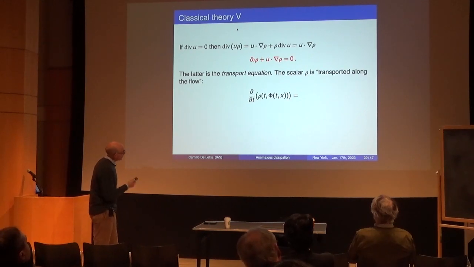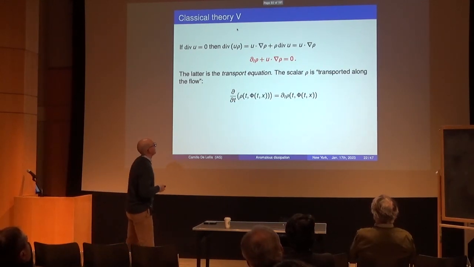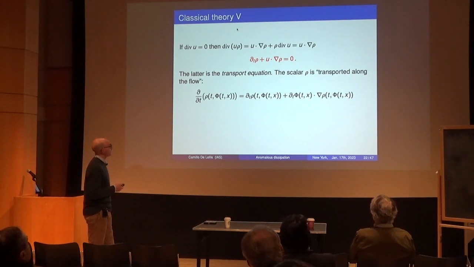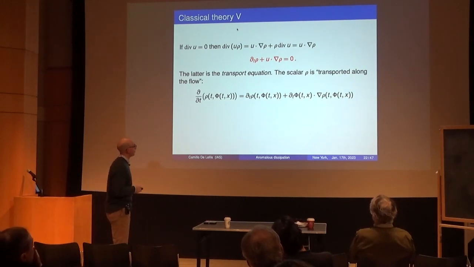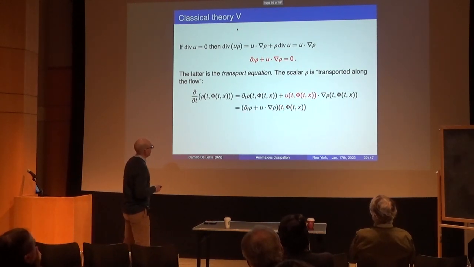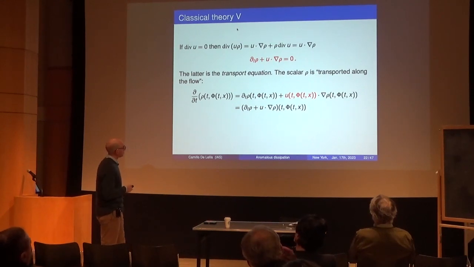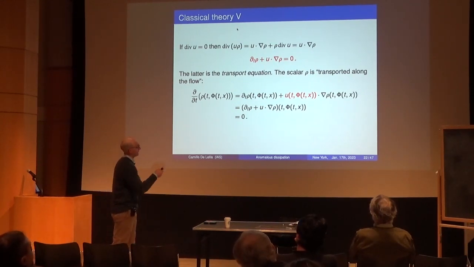Again, this is some computation that I shouldn't have done over here, but you know, it's over there. So the transport equation, which comes from elementary calculus, is equivalent to saying that the function rho is constant along the characteristics. Okay.